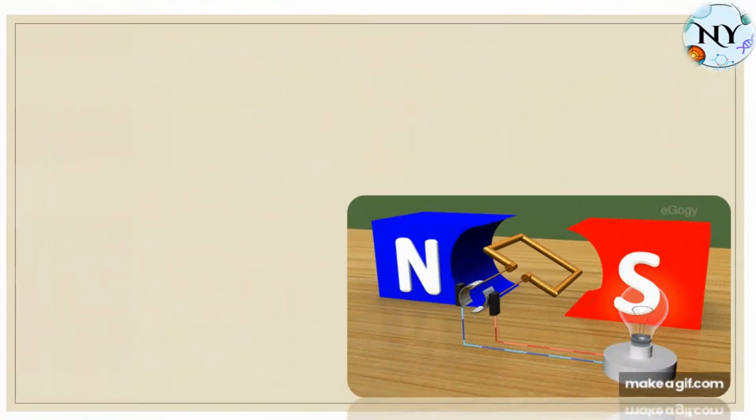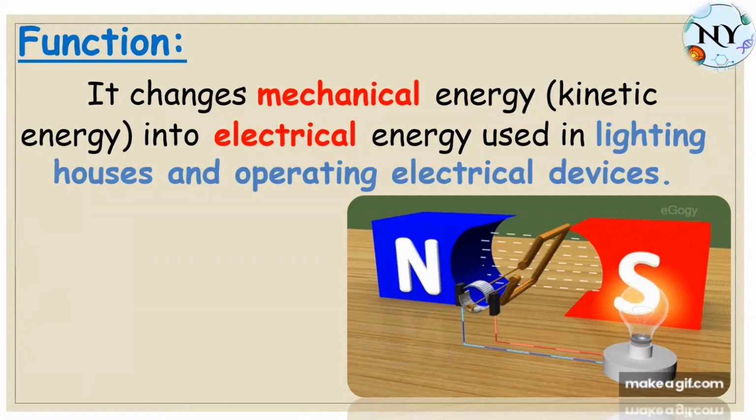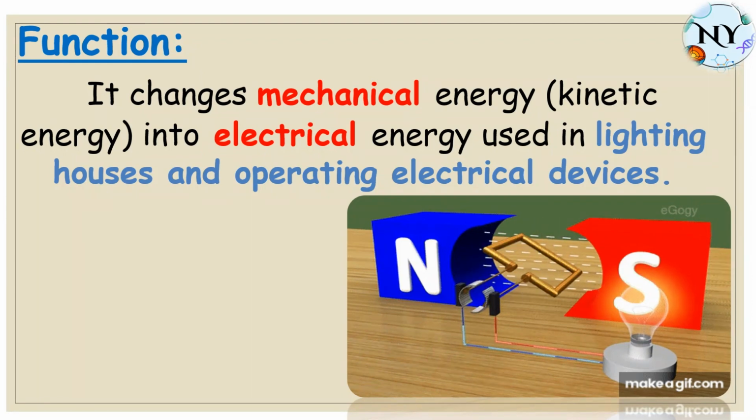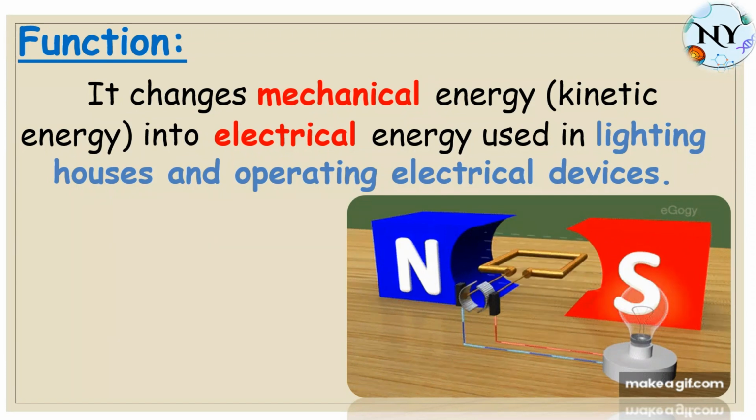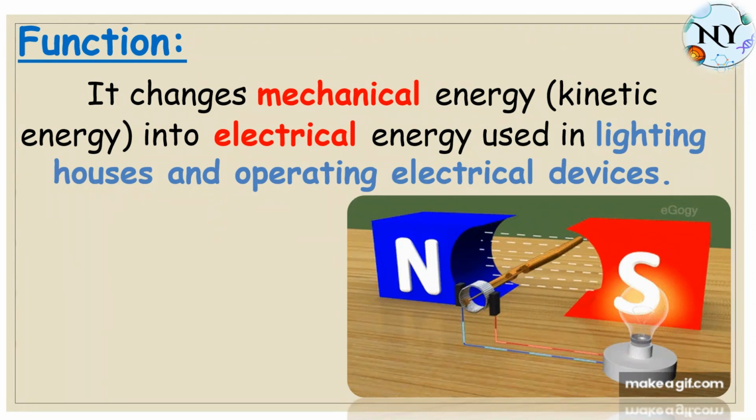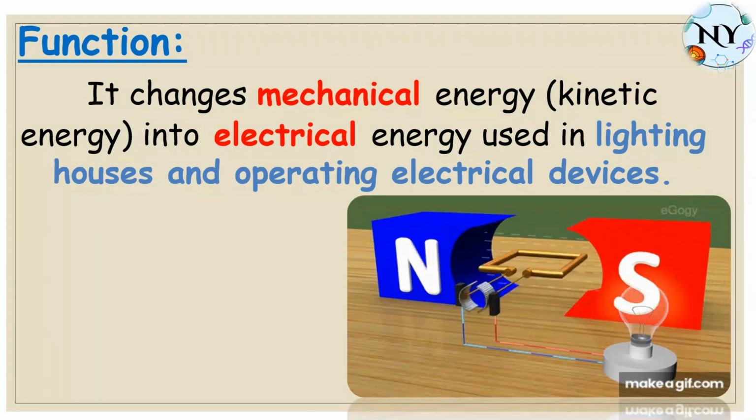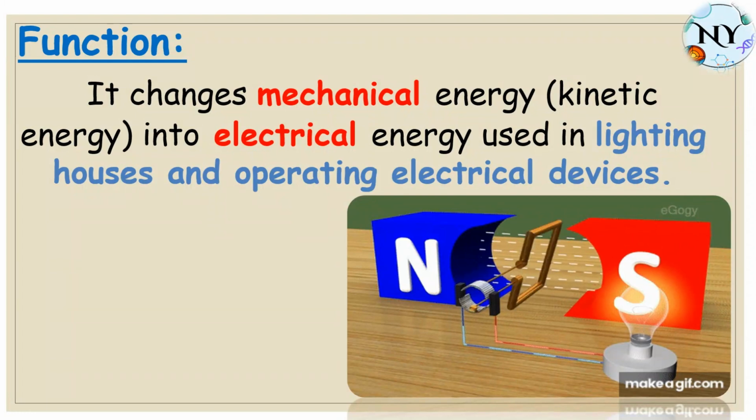So how can this device work? We have to move the large magnet inside the coiled wire at very high speed. So the kinetic energy here will be changed into electrical energy. So we can say that a generator changes kinetic energy into electrical energy. By the way, we can say kinetic or mechanical, both of them are correct. So we use a generator for lighting houses and operating electrical devices.